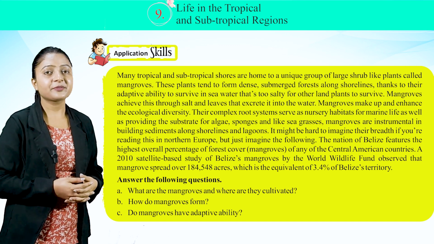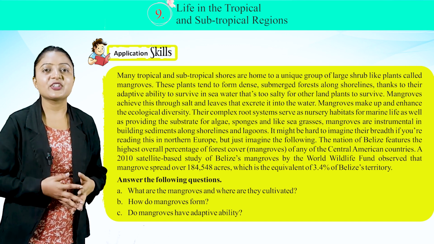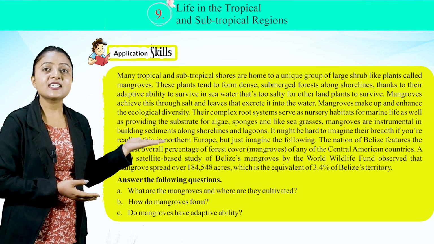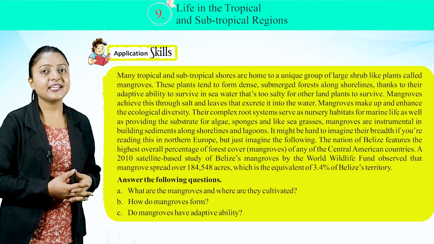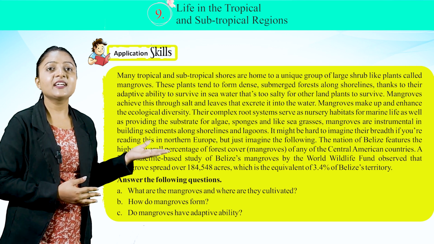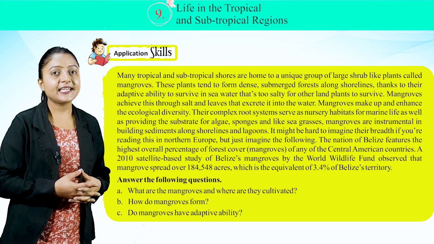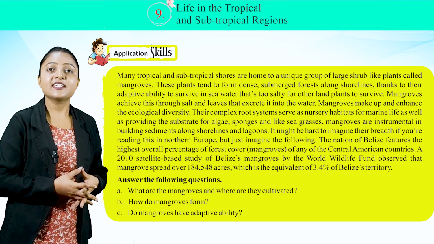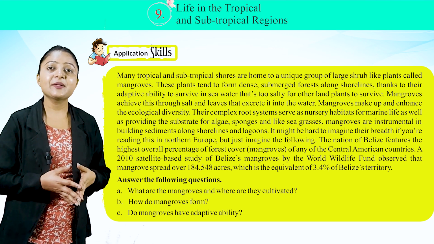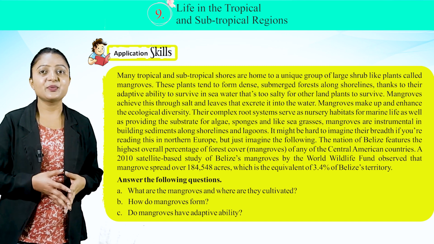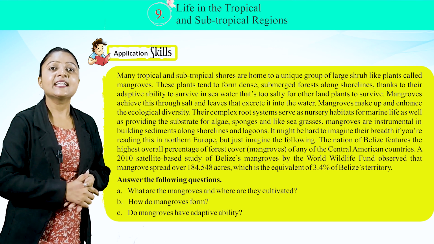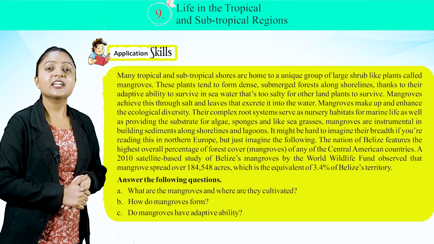Mangroves make up and enhance ecological diversity. Their complex root systems serve as nursery habitats for marine life, as well as providing the substrate for algae, sponges, and seagrasses. Mangroves are instrumental in building sediments along the shorelines and lagoons. It might be hard to imagine their breadth if you are reading this in Northern Europe, but just imagine the following.